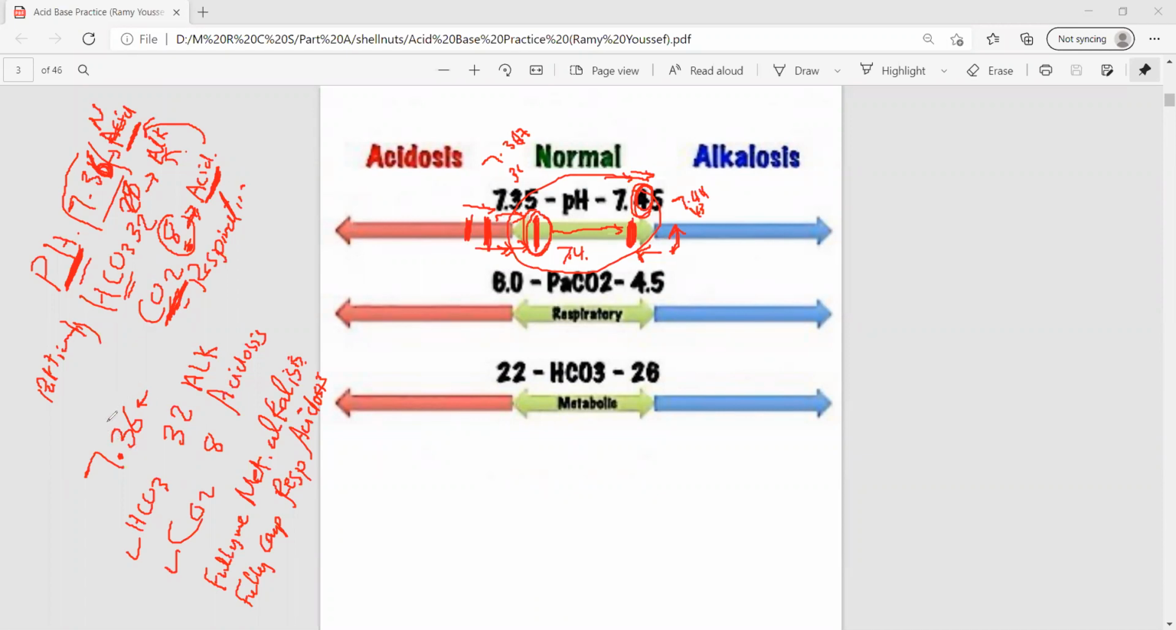Let's go for our example here. 7.36, so this is normal. But in the HCO3 and CO2, both of them are abnormal. This is acidosis and this is alkalosis. Go back: is this pH more toward the acidotic or the alkalotic parameter?